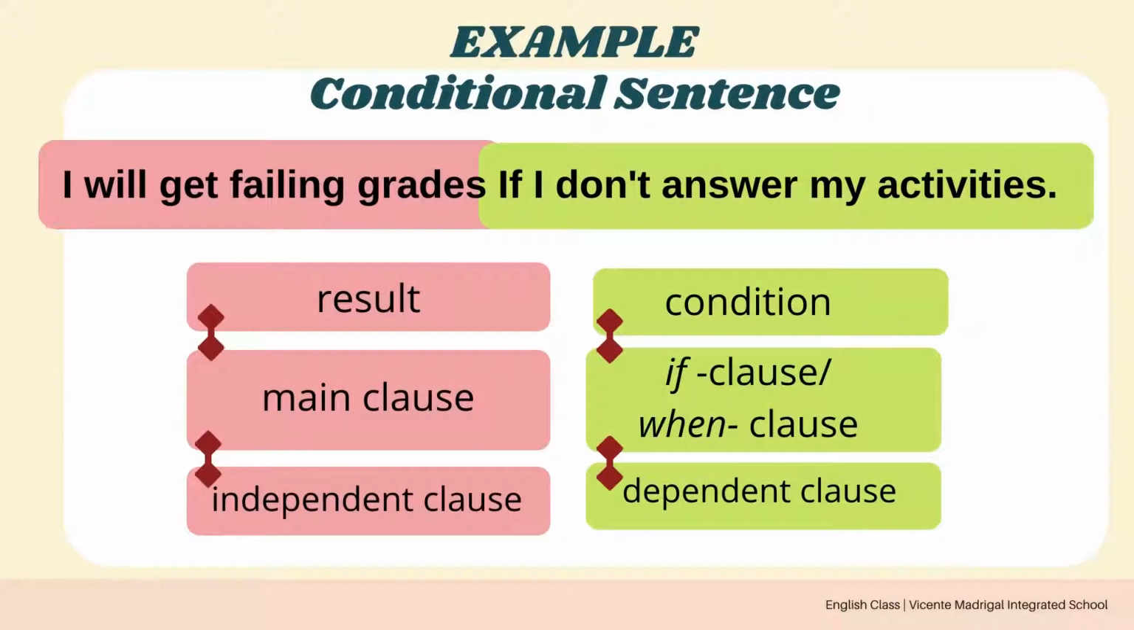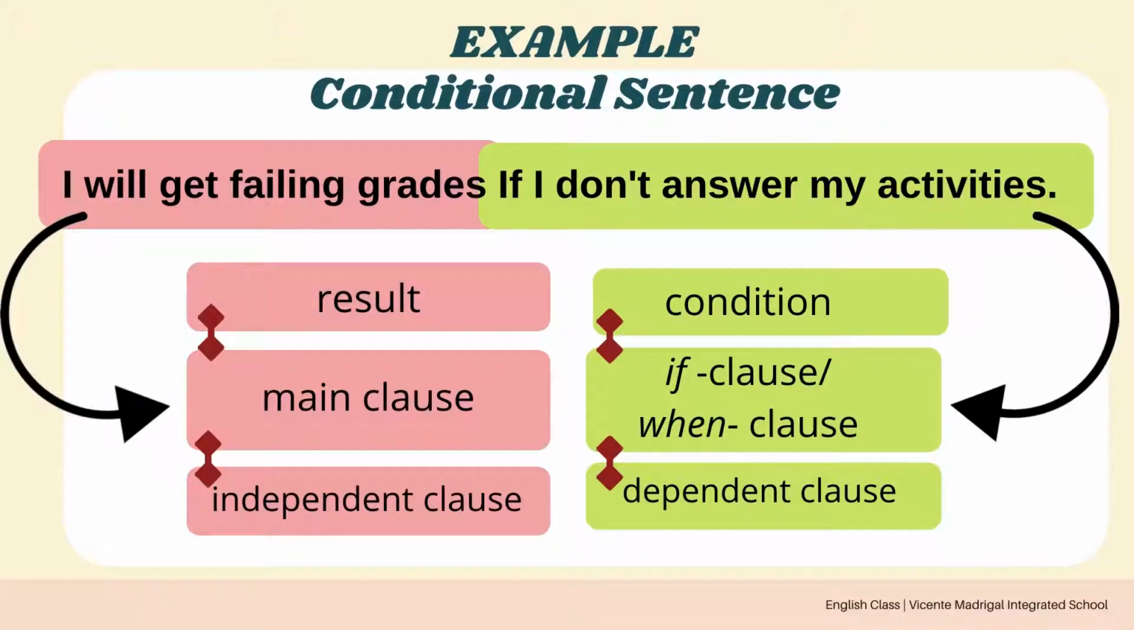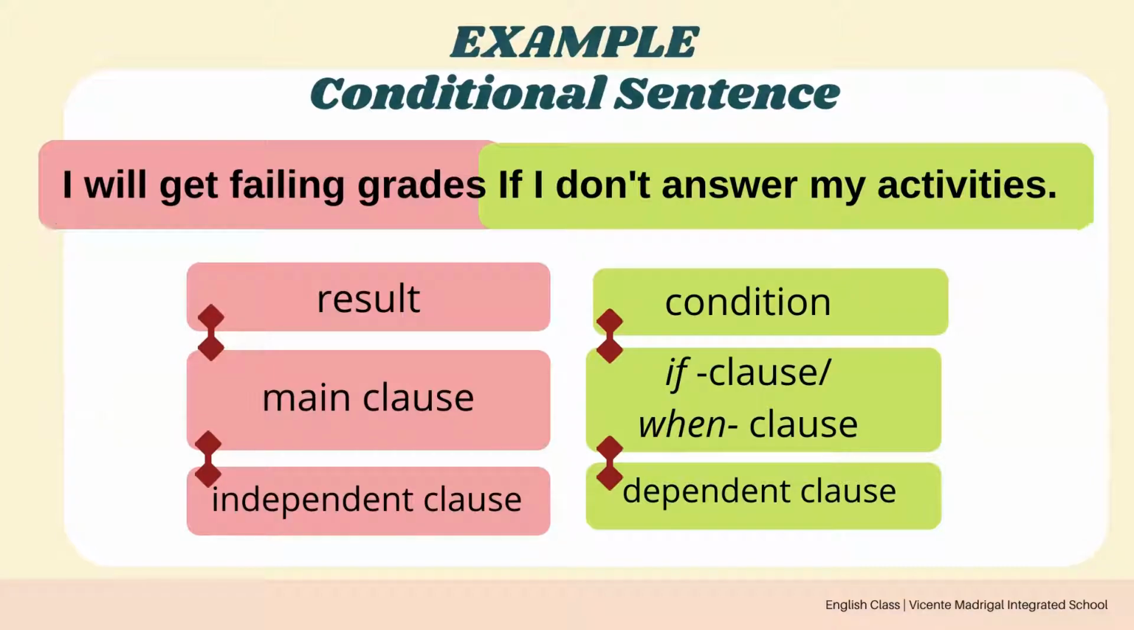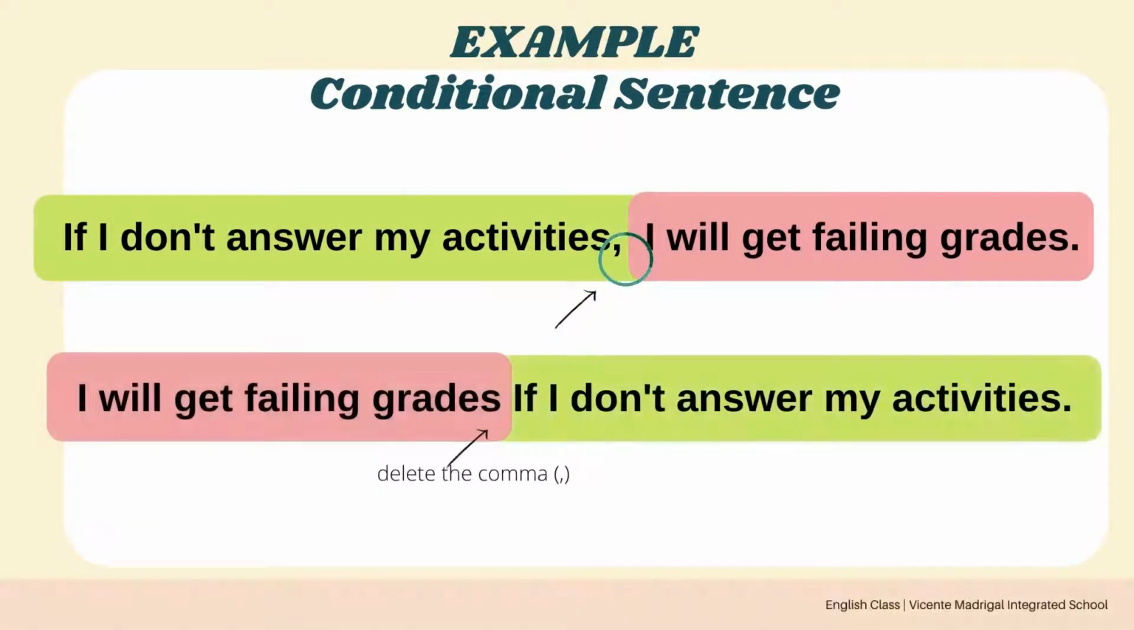But it can also be written this way. The result is presented first, then followed by the condition. I will get failing grades if I don't answer my activities. The idea or meaning remains the same. Just remember, when we write conditional sentence, we divide the two with a comma when the condition is presented first, followed by the result. However, when we interchange their positions and presented the result first, we must delete the comma.